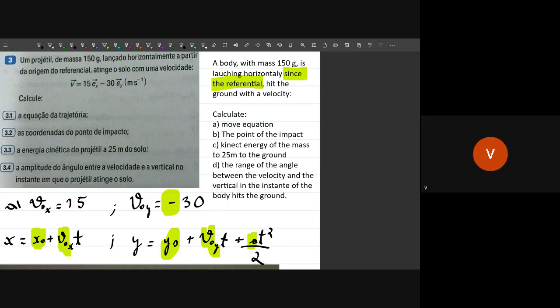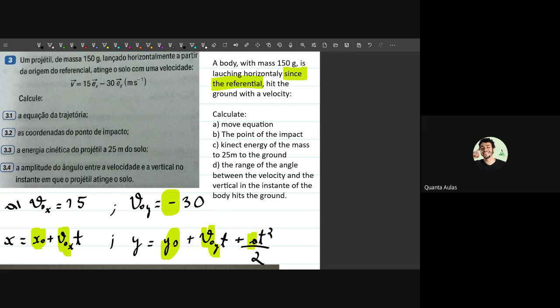I sent you a photo. So in this situation, I'll have to write 15 at the arrow, right? 15 meters per second at the arrow.